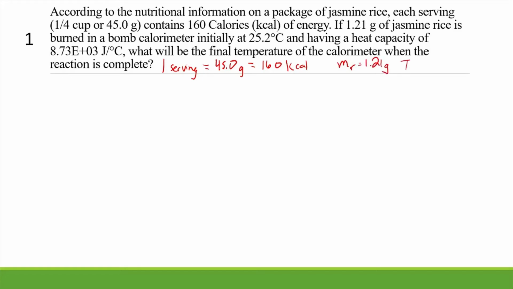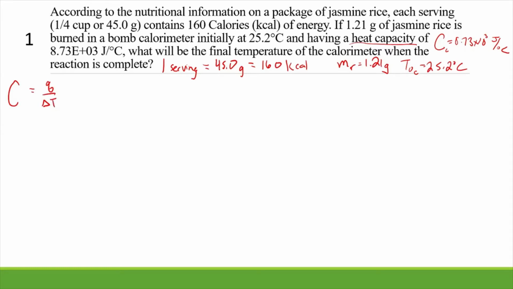And the initial temperature of the calorimeter is equal to 25.2 degrees Celsius. And then we're also told the heat capacity, not specific heat, but the heat capacity, so the big C of the calorimeter, is equal to 8.73 times 10 to the third joules per degree Celsius. So, one thing that we know is that heat capacity, again, not specific heat, we learned about heat capacity first, is equal to Q over delta T.